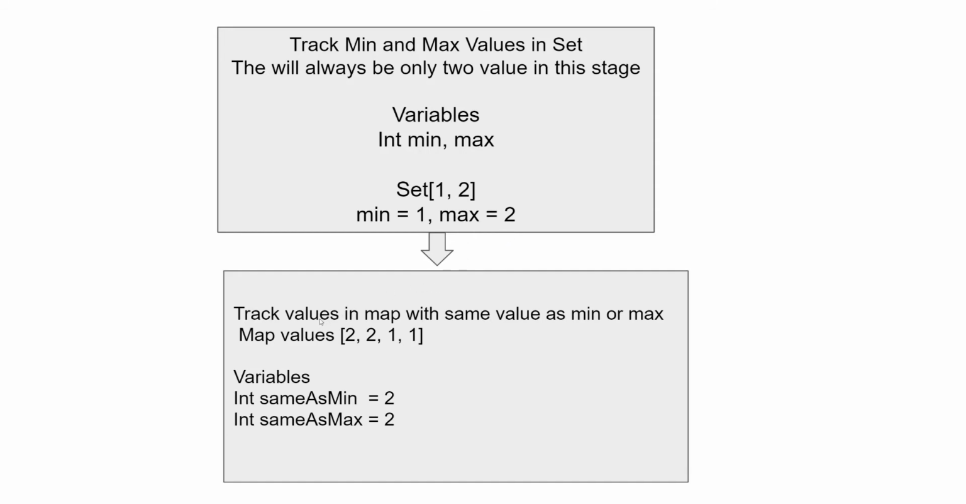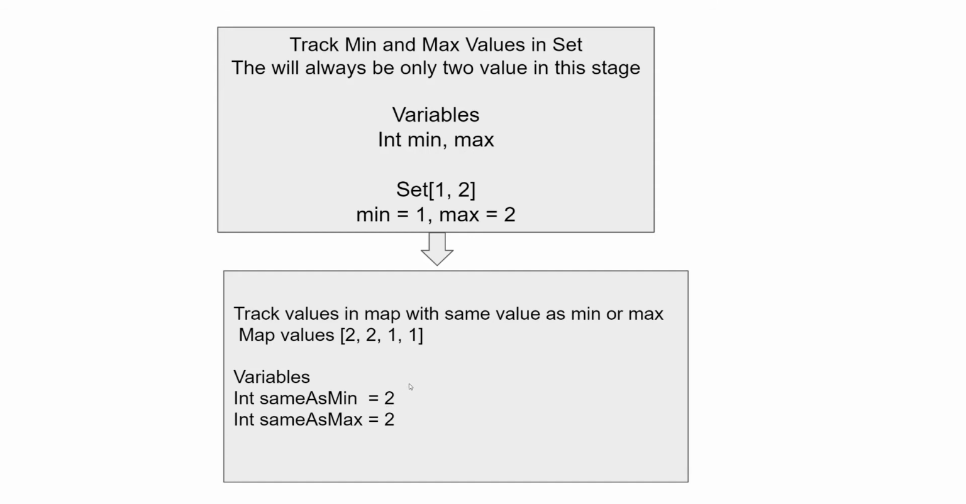Now, we need to track the values in our map that match the min or the max. So in this case, we're going to have two variables, just ints: same as min and same as max. In this case, the max is 2, so we know that we have two instances of the frequencies that are equal to the max. So our same as max is going to be 2. And for our min, which is 1, we have 2 1s. So our same as min is going to be 2.